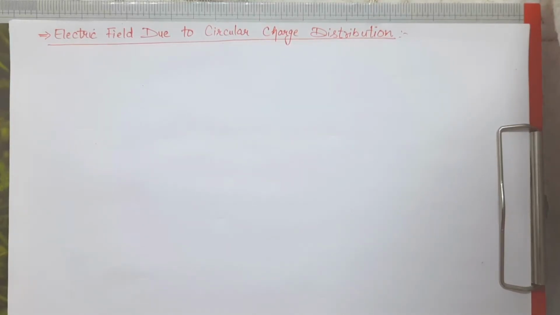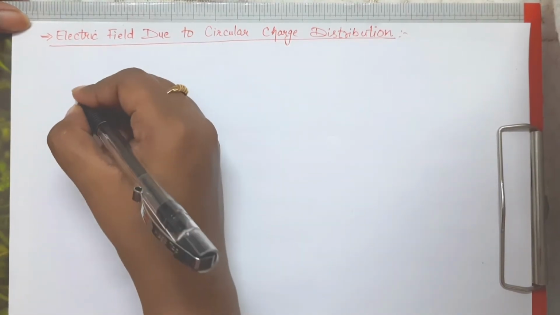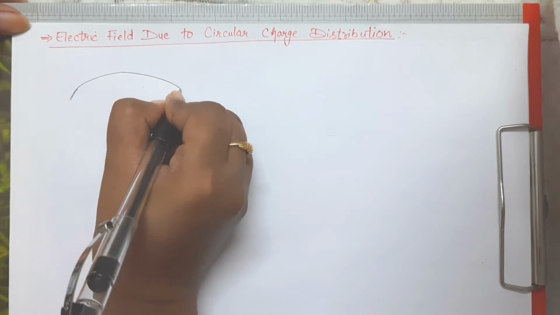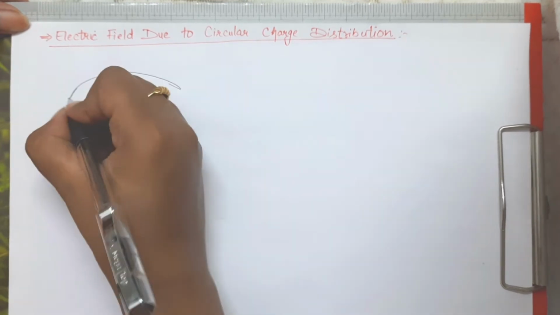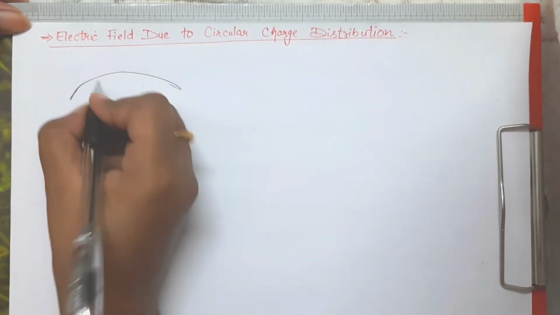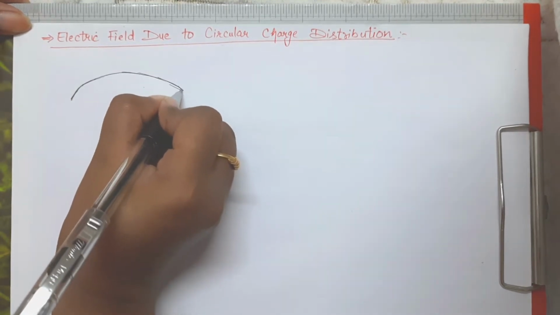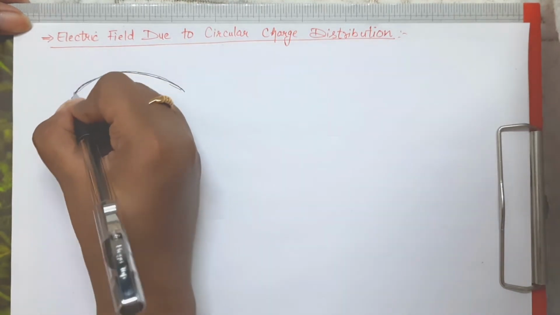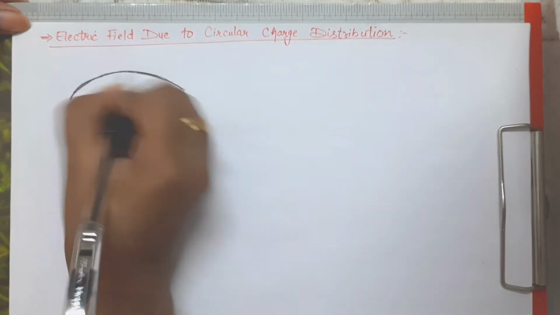So today we will start with the topic of electric field due to circular charge distribution. In this case, what we will assume is that suppose charge is distributed in a circular fashion, within an angle of theta. Okay, this is some part of a circular system, and it is subtending an angle of theta with the center. Here the positive charge is overall distributed.